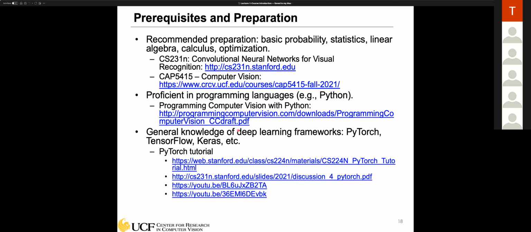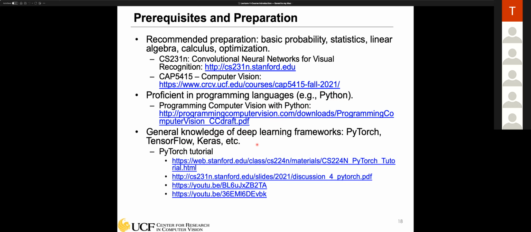All right. Next will be programming. Because we have programming assignments and a course project, it's necessary that you are proficient in programming languages, preferably Python, because we'll do a lot of programming using deep learning. Right now a lot of toolboxes and frameworks are written in Python.